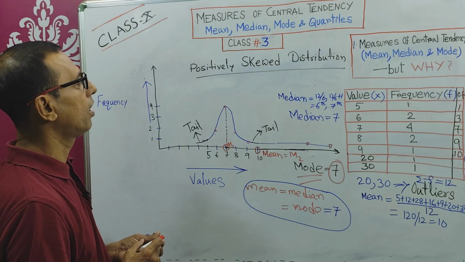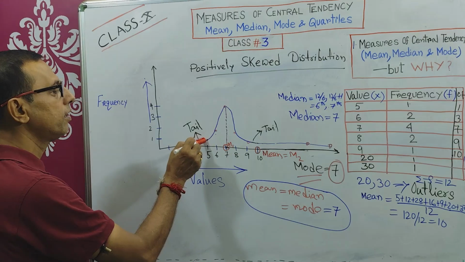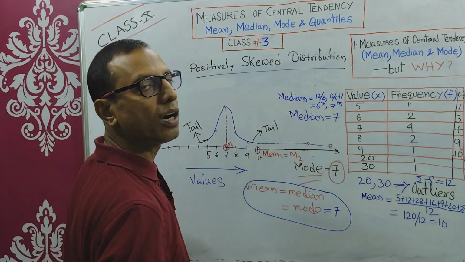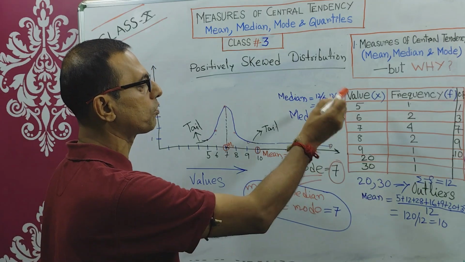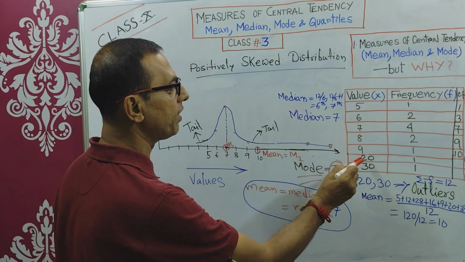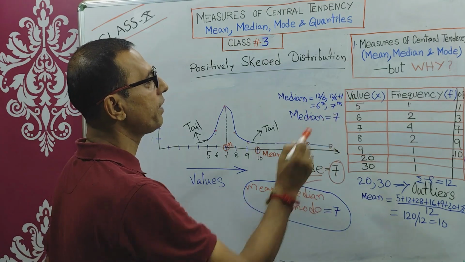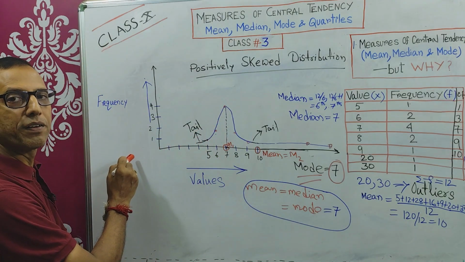So let me just draw. And when the tail is towards the negative direction, let's say you have very few values which are significantly lower with respect to the rest of the values, rather than having 20 and 30, let's say I have minus 20 and minus 30, that is significantly lower, then the tail will be towards the negative direction.